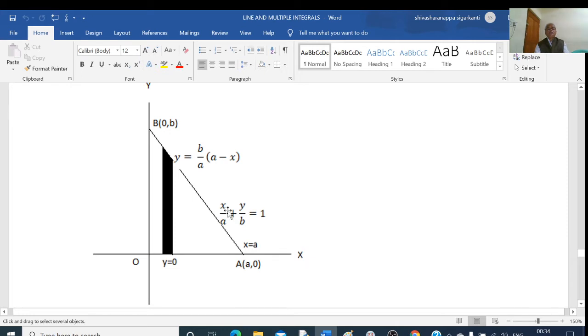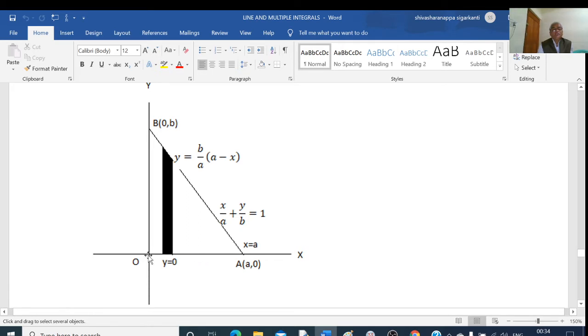So this is the straight line. x by a plus y by b is equal to 1, or y by b equal to 1 minus x by a, or y equal to b by a into a minus x. So this is the line revolving around the x axis. Here this is the region of integration. At this point y equal to 0 and at this point y equal to b by a into a minus x. These are the limits of y. y ranges from 0 to b by a into a minus x. x ranges from this point O to a.